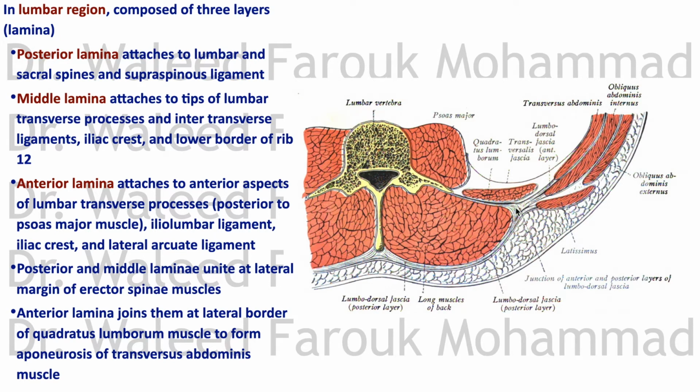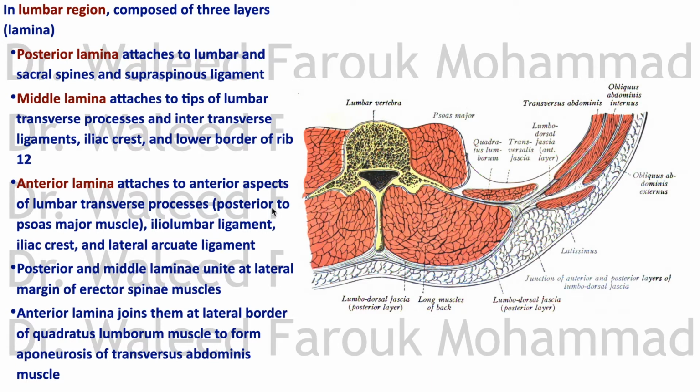The middle lamina comes from the tips of the lumbar transverse processes and the intertransverse ligament, the iliac crest and the lower border of rib 12, and goes laterally behind the quadratus lumborum muscle and meets the posterior lamina at the lateral edge of the erector spinae.